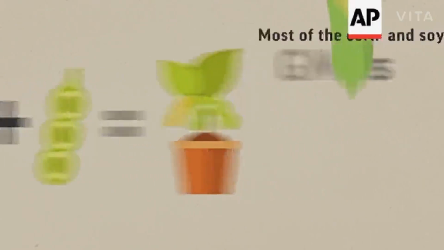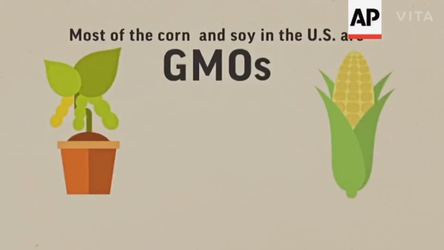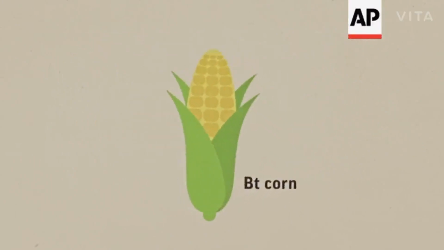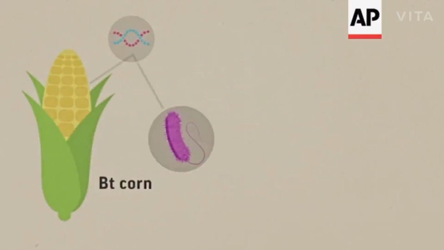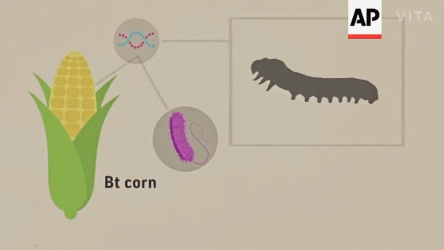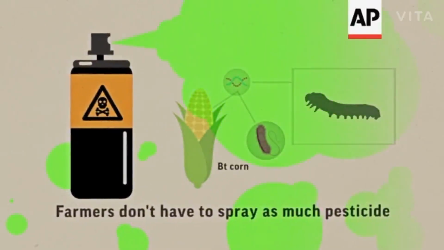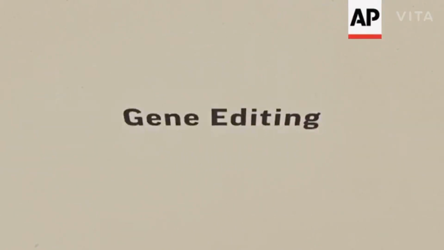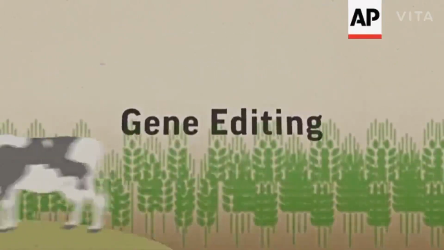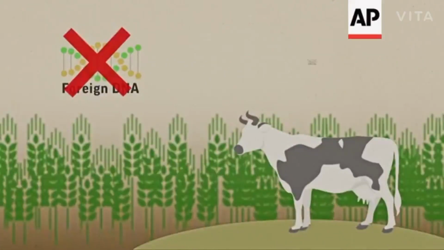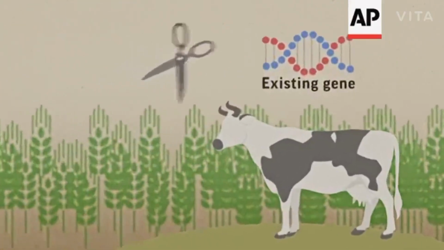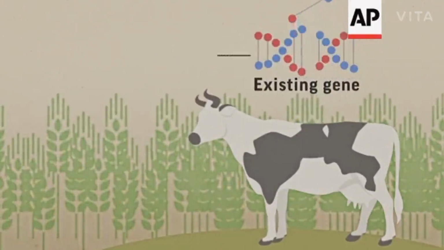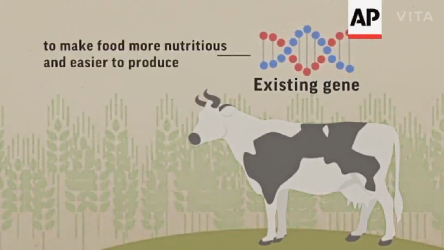Most of the corn and soy grown in the U.S. are GMOs. BT corn is a type of corn that has a gene from a bacterium that produces a protein that's toxic to certain insects, so that farmers don't have to spray as much pesticide. Most scientists say GMO foods are safe to eat, but some consumers aren't too sure. Gene editing is different. Instead of having to add foreign DNA, it is like molecular scissors that can tweak or remove an existing gene in a plant or animal to make food more nutritious and easier to produce.